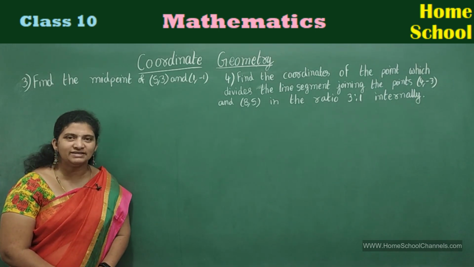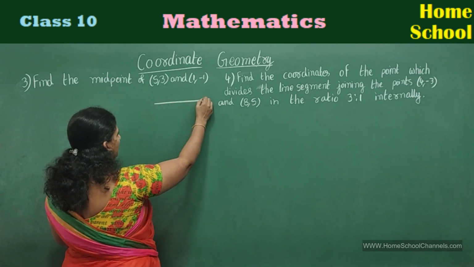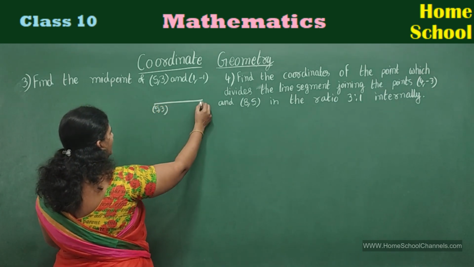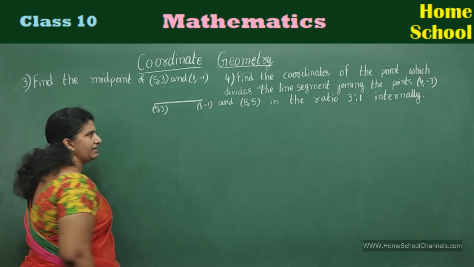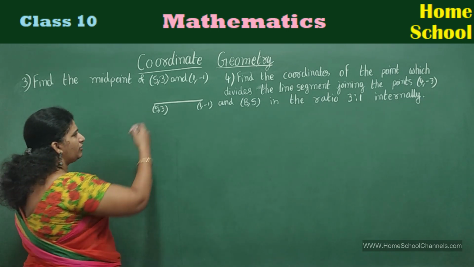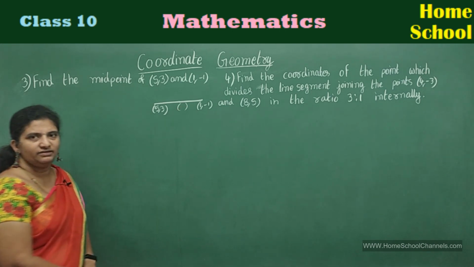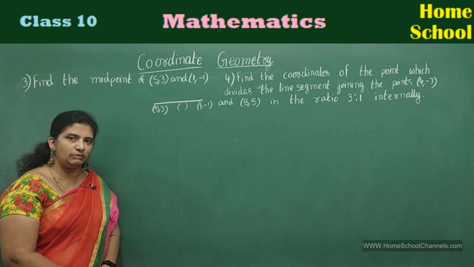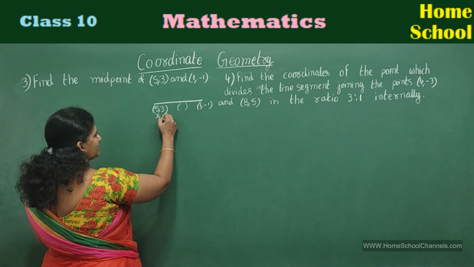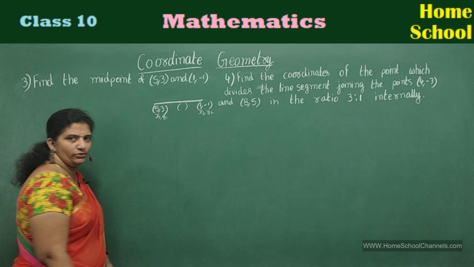Third variety of problems. Third problem. Find the midpoint of the line segment joining points. Understand here. Line segment joining points 5, 3 and 1, minus 1. What is the midpoint of this line segment? Midpoint somewhere at the middle, right? This coordinate you need to calculate. There is a formula for midpoint. What is that? First write this coordinates as x1, y1. Second coordinate as x2, y2.